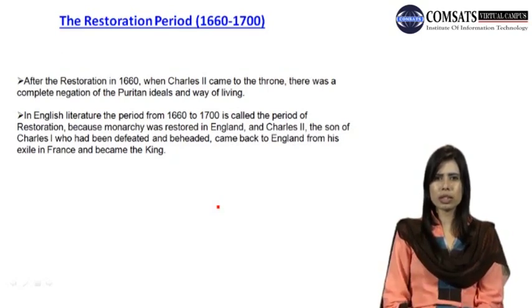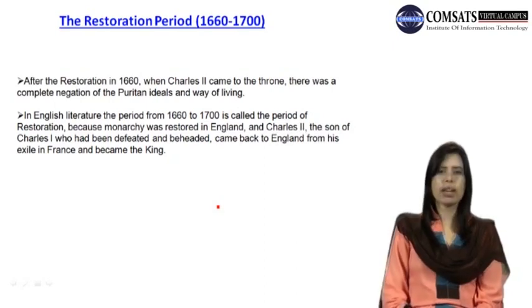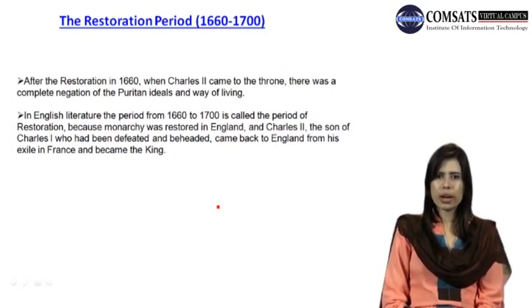After the Restoration in 1660, when Charles II came to the throne, there was a complete negation of the Puritan ideals and ways of living. Here you can see that within one century the transition took place, and when Charles II came into power, he rejected the Puritan ideas and introduced a new ideology in his society.